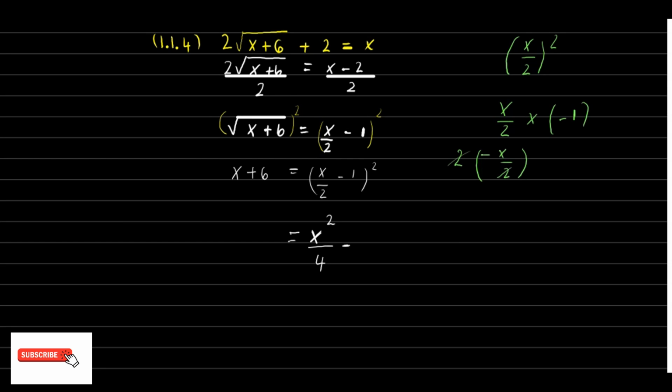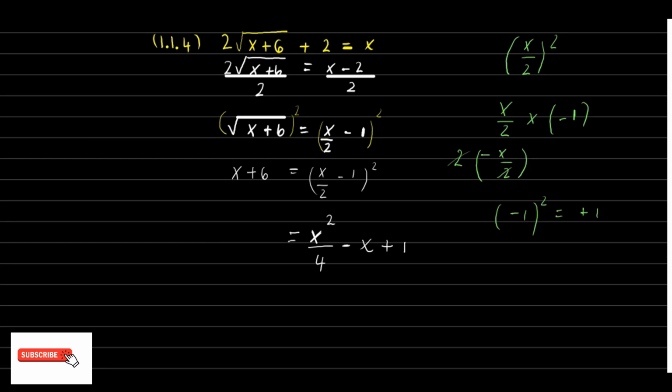Okay, minus x. And then what do you do with the last term? You are going to square this last term, which is negative 1. And when you square negative 1, what do you get? You get a positive 1. Okay, so this is what we're working with on our right hand side, and on our left hand side you still have that x plus 6.